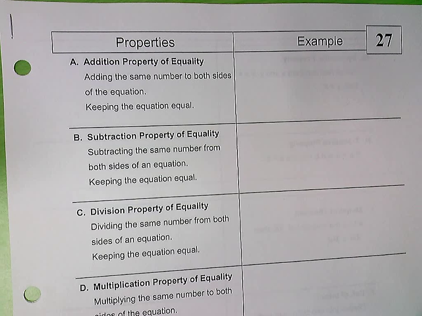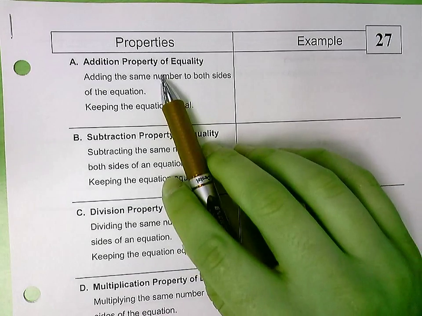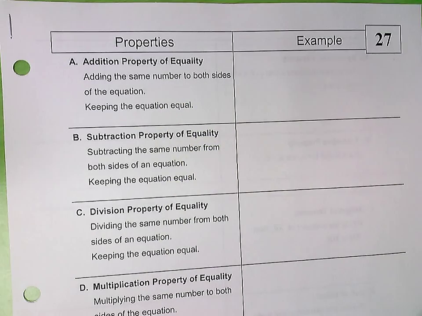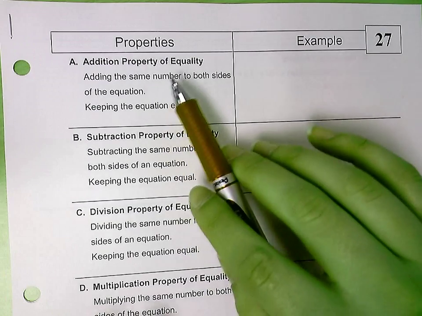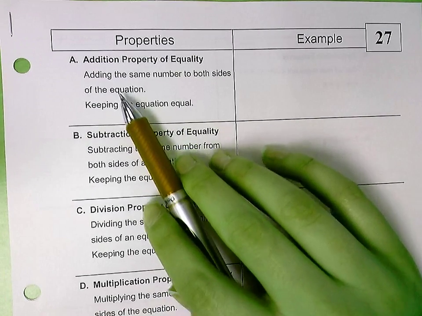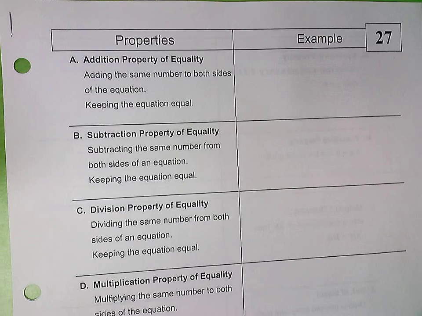Some of these, you don't have to, but if you wanted to, I'm going to put that on Canvas for you as well. So the first property I have is the addition property of equality. These first four are all properties of equality. They're more having to do with algebraic proofs. The addition property of equality is adding the same number to both sides of the equation.